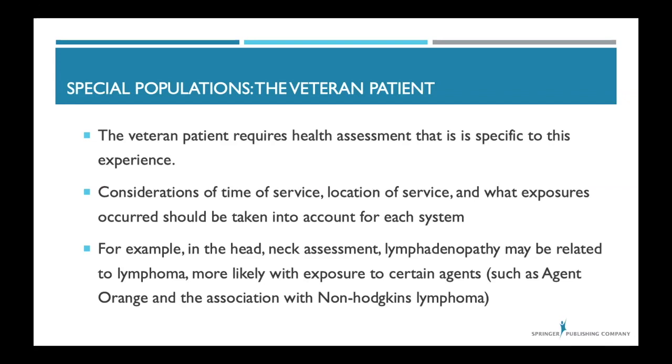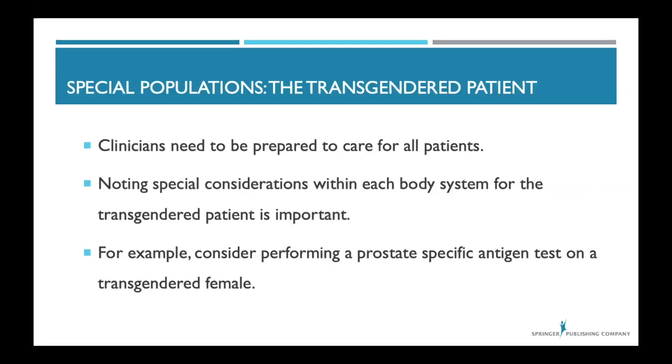An unfortunate but good example might be that in the head and neck assessment, this patient may have lymphadenopathy. This may be more likely related to a lymphoma than in another patient who might have an upper respiratory tract infection. There may be exposure to certain agents, such as the link between Agent Orange and non-Hodgkin's lymphoma. So the veteran patient is very much a special population that is considered within each and every body system throughout the text.